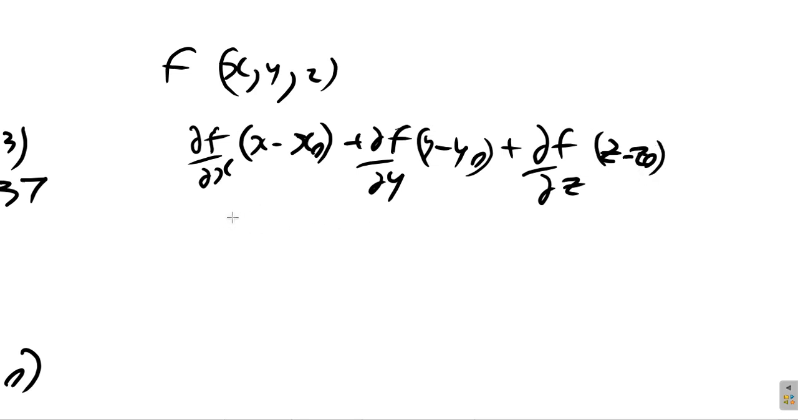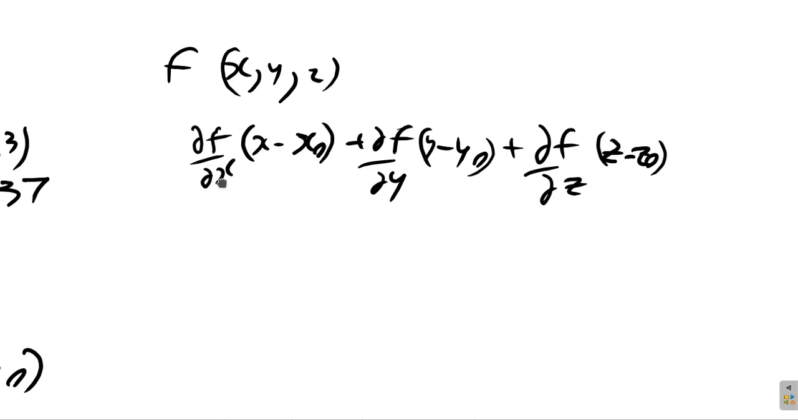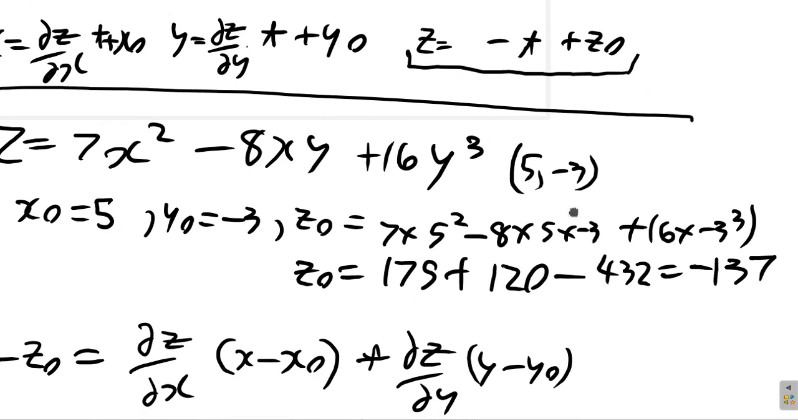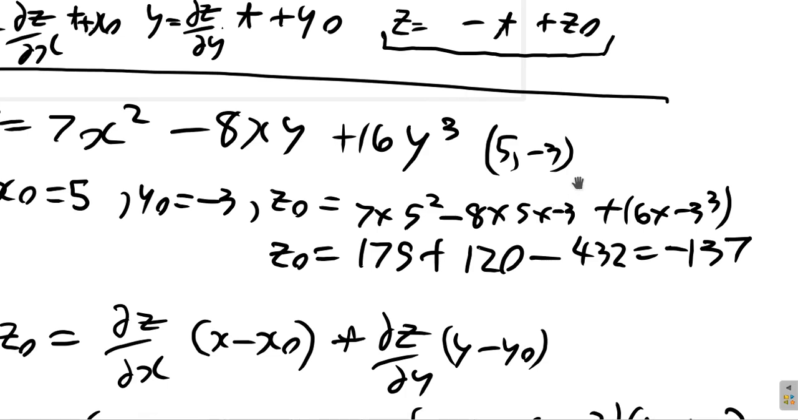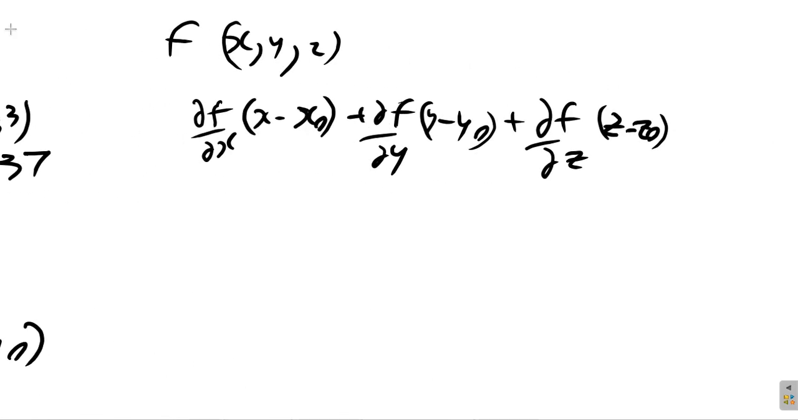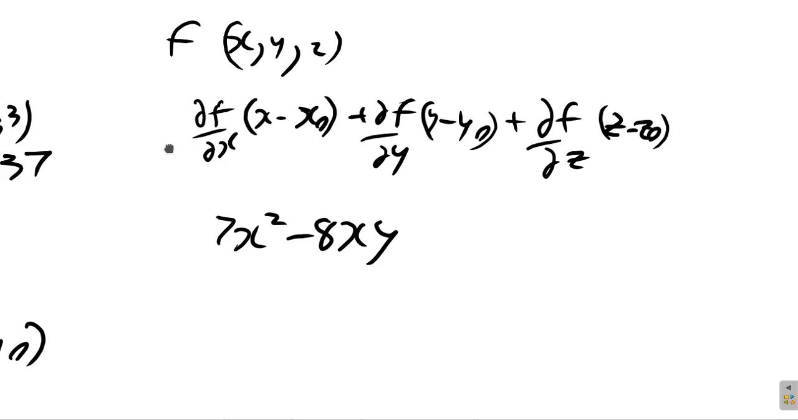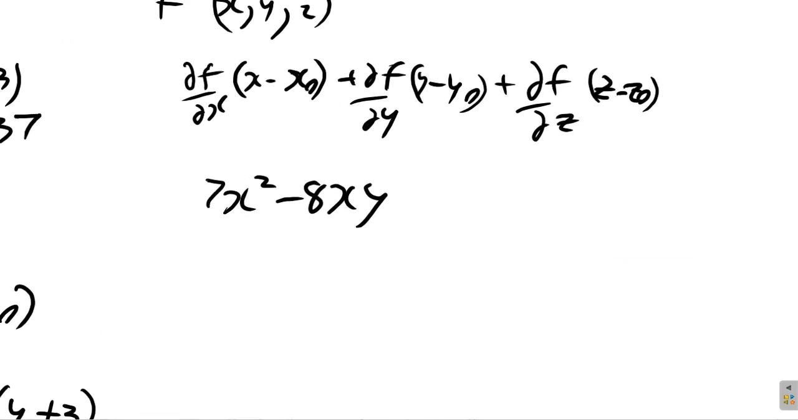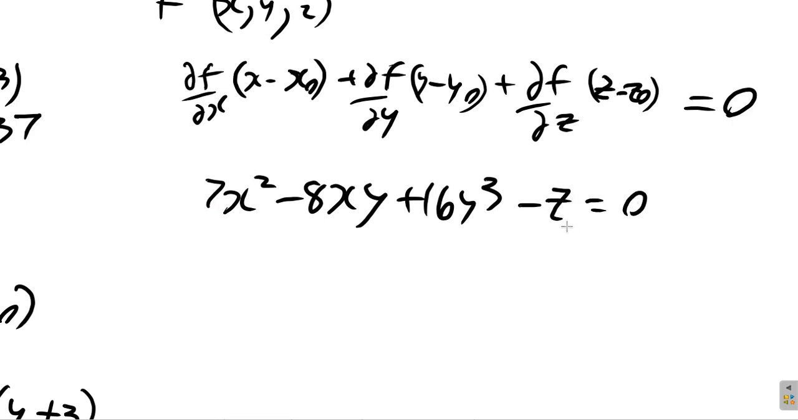Alright? Now here, if we should do it like this, what we would have is 7x squared minus 8xy plus 16y cubed equals z. But then if we group everything together in that format, by the way, I should put 0. If you group everything, we'd have to say minus z equals 0, right?